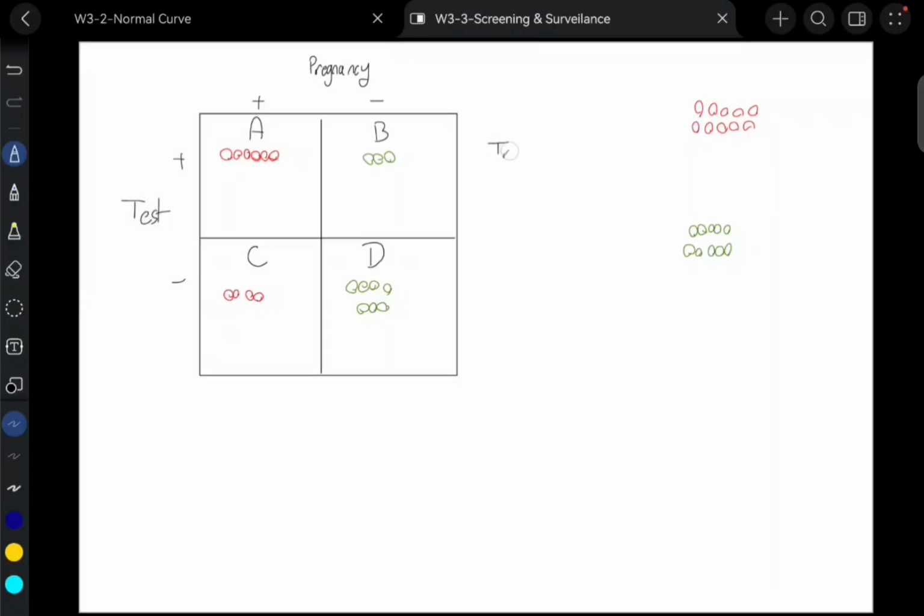True positive, true negative, false positive, and false negative. How do we determine where to put each of these terms on this table of ours?